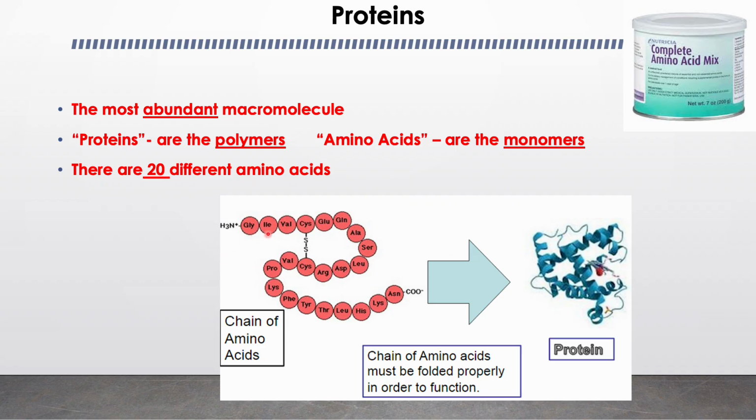Each one of these little circles is representing an amino acid. So your amino acids combine together into a chain to make some type of protein. Once that chain's made, it's going to fold and twist and wrap around to a specific shape.